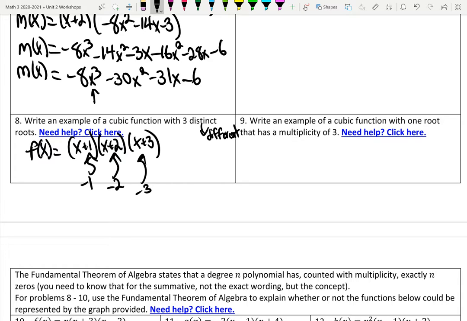Number 9 is kind of the opposite. It needs to be a cubic function, so it's going to need 3 answers, and it has 1 root with a multiplicity of 3. So the same guy is going to be f of x is equal to x plus 1 times x plus 1 times x plus 1. 3 roots, but the multiplicity of 3 means that it's being repeated.